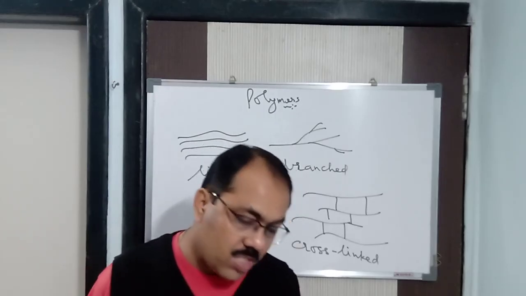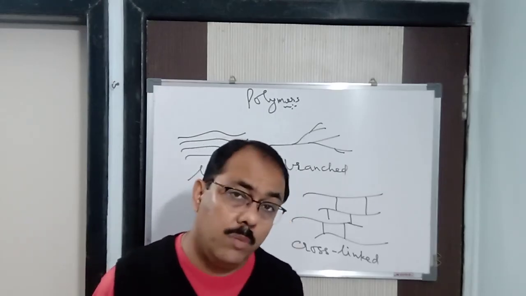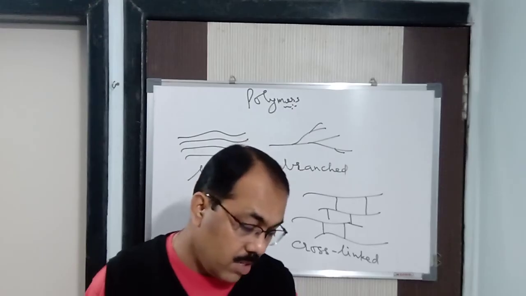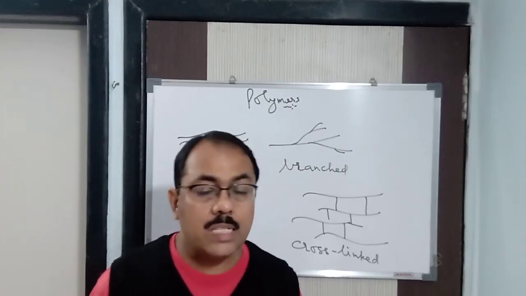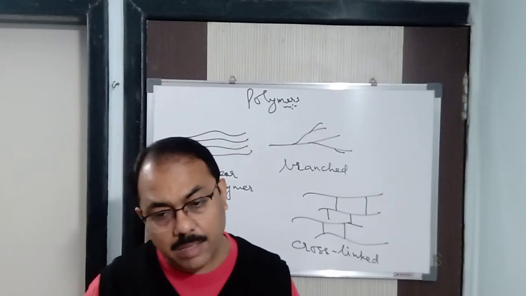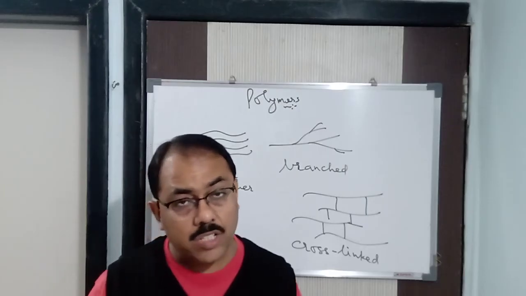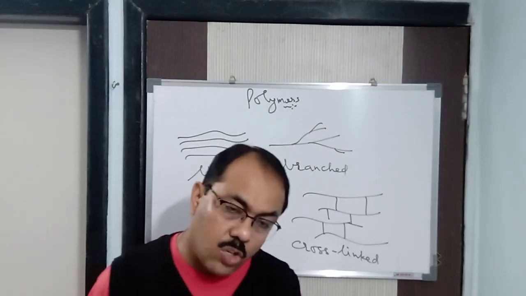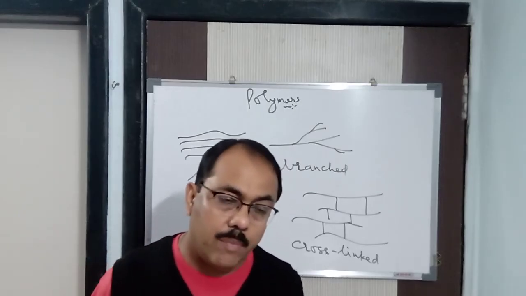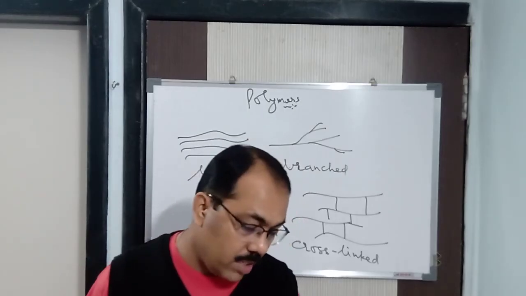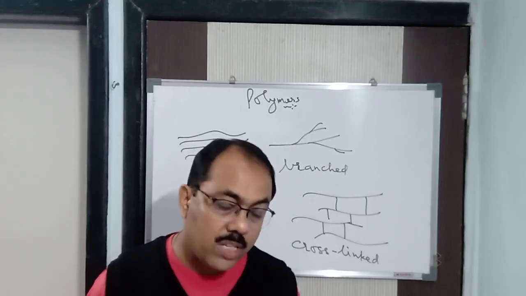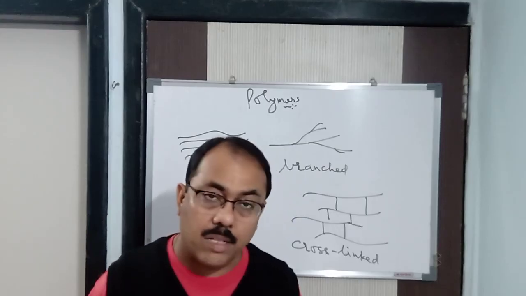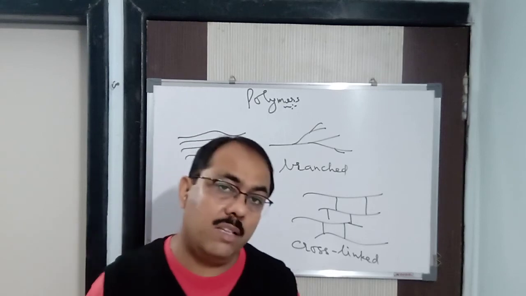Due to the presence of branches, they have lower density because volume will be more. So density will be less, so lower melting point and lower tensile strength. So you can say the linear and the branched chain polymers are completely opposite in nature. They have low tensile strength, low melting point, low density as compared to linear polymers. Low density polythene, already I said, LDPE is an example of a branched polymer.